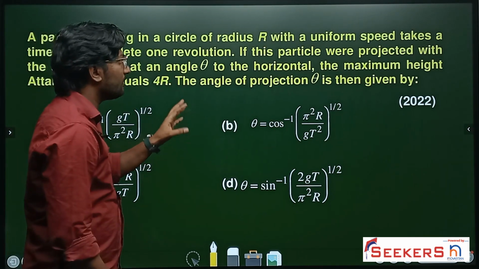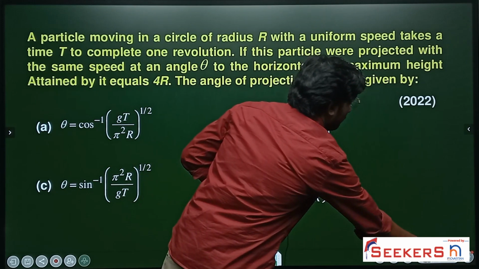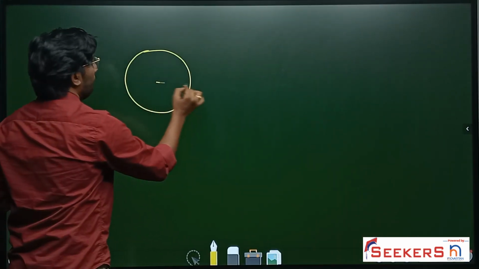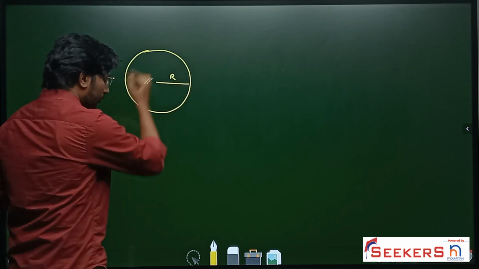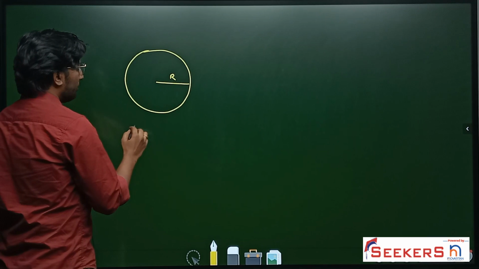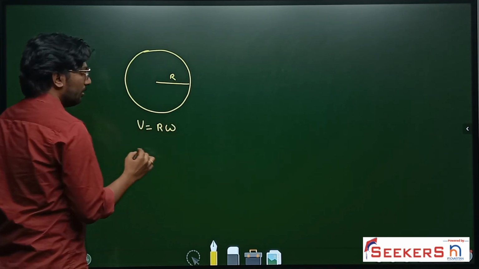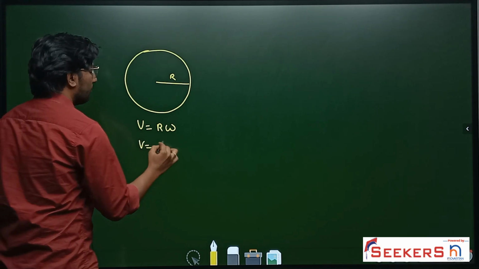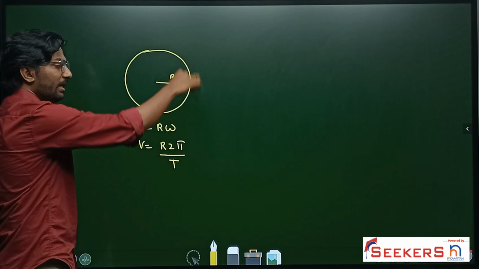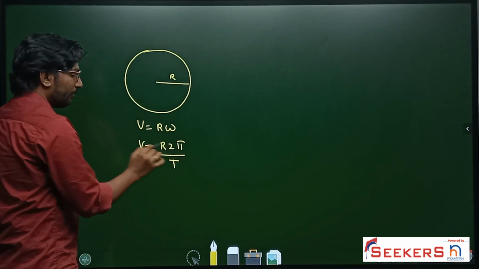First, let's analyze what the speed of the particle is if it is moving in time t in a circular track of radius r. The particle is moving with speed v. So we can analyze this equation directly using v is equal to r omega. Or we can write v is equal to r times 2 pi by t, since omega, being the angular velocity, is equal to 2 pi by time period. This is the equation for velocity.